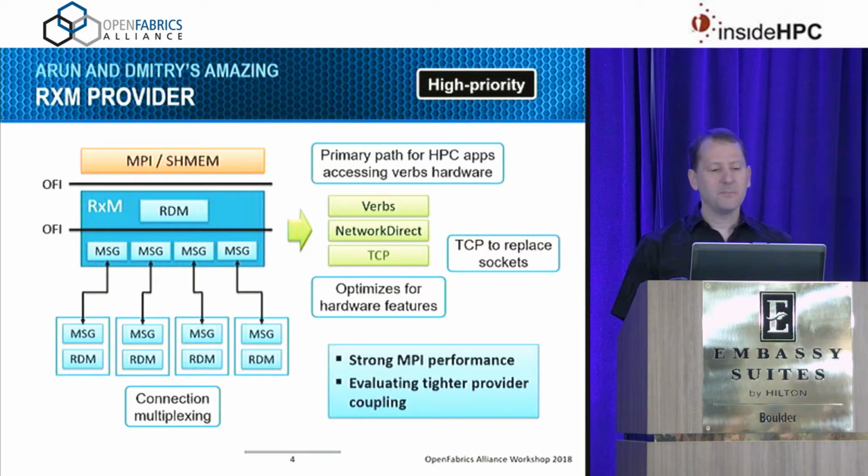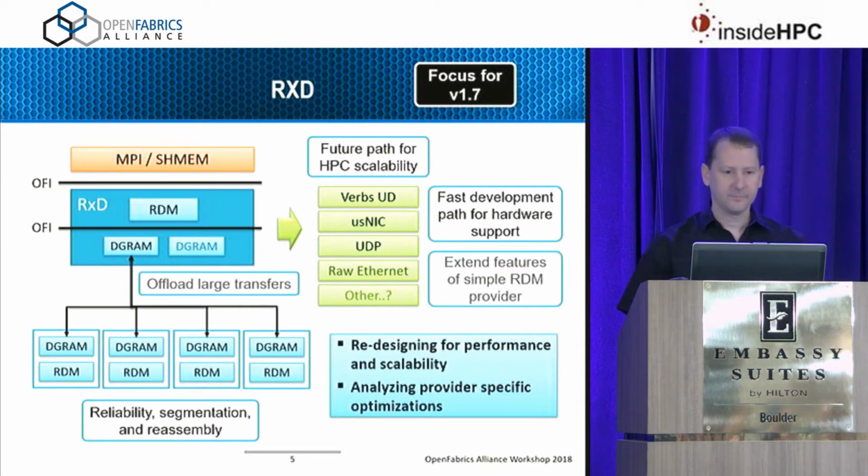But we want to look at, if we have tighter coupling, where do we want to select on our send path or our completion path to go down to verbs directly or to Network Direct directly, and can we get some optimizations there? Really looking at whether we can tweak out the code path.